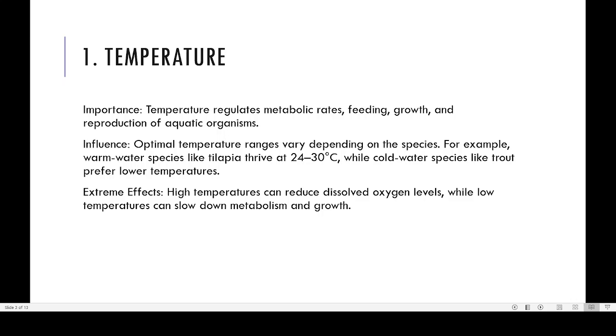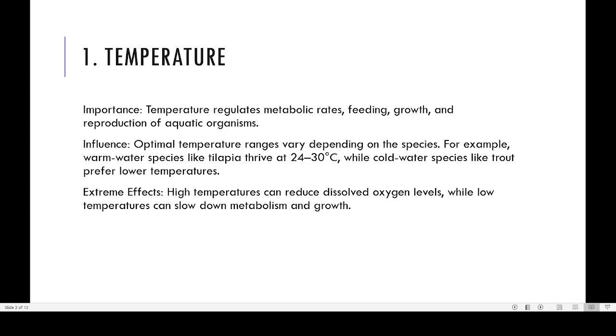Now you can see the extreme effect: high temperature can reduce dissolved oxygen. That is another effect of temperature. More oxygen will normally be present in cold water. In warm water, the amount of dissolved oxygen will always be less. So when temperature is increasing, that will not only directly affect the metabolism and other growth parameters, it can also reduce the amount of available oxygen dissolved in the water. So that is an indirect effect of temperature on the fish.